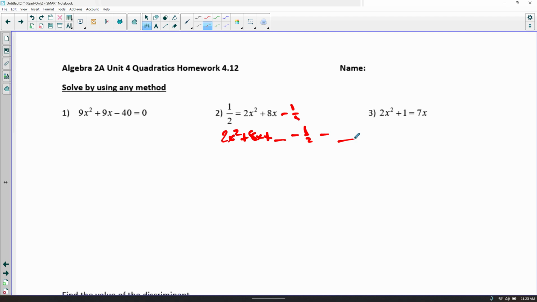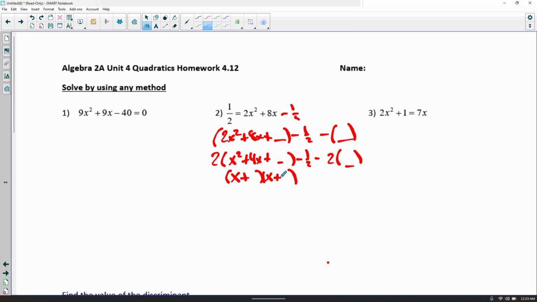So, first thing we're going to do, set up your parentheses. Take the 2 out, right? Remember, if you take the 2 out over here, you must put it over here. Set up your two parentheses right here. What number goes there? Two is correct. Multiply them together gives you what in the blank? 4. So 2x plus 2 squared minus 1/2 minus 8.